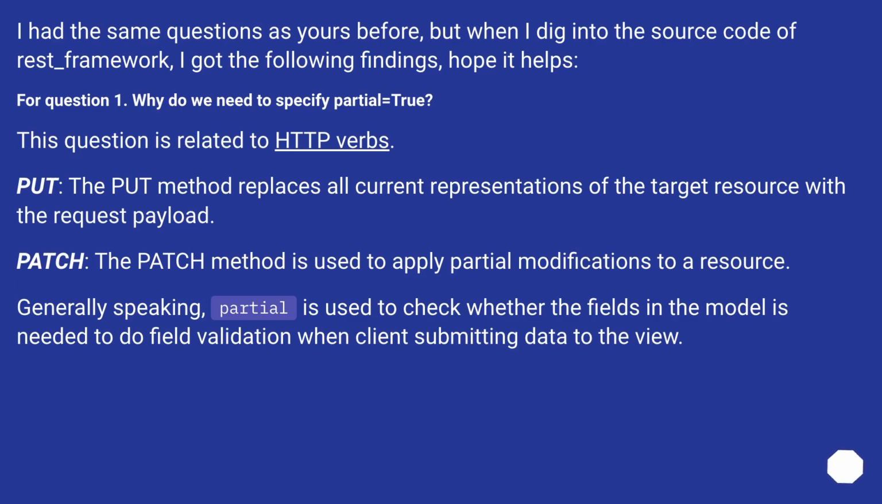I had the same questions as yours before, but when I dug into the source code of Rest_Framework, I got the following findings. Hope it helps. For question 1: why do we need to specify partial equals true?